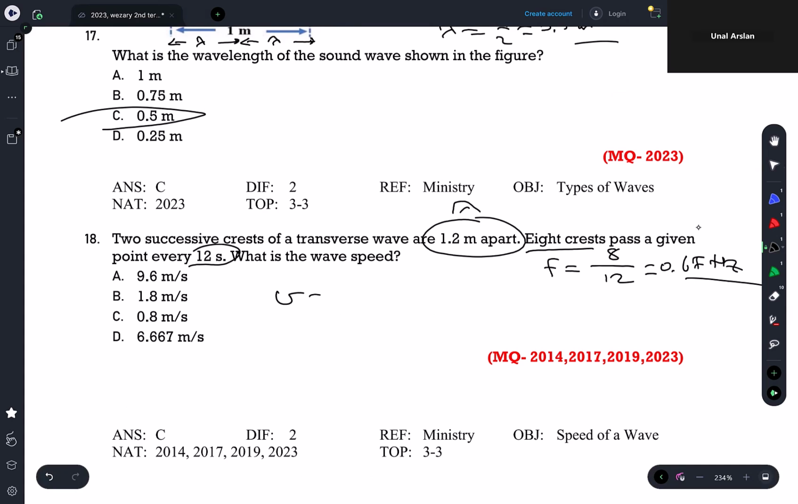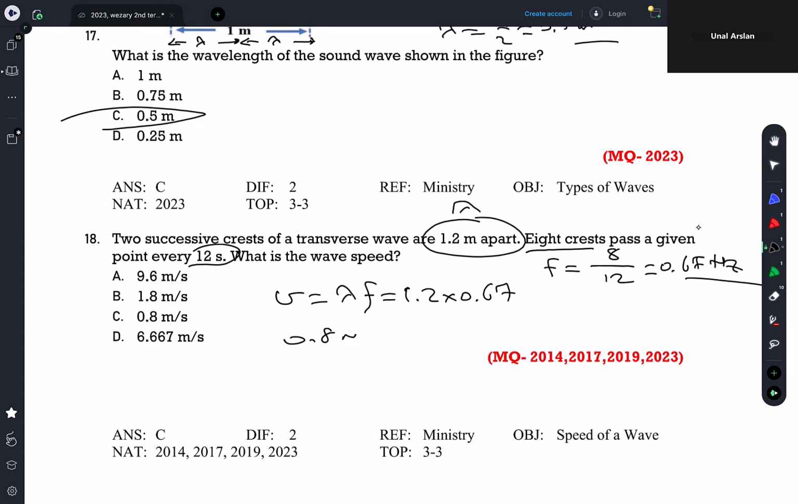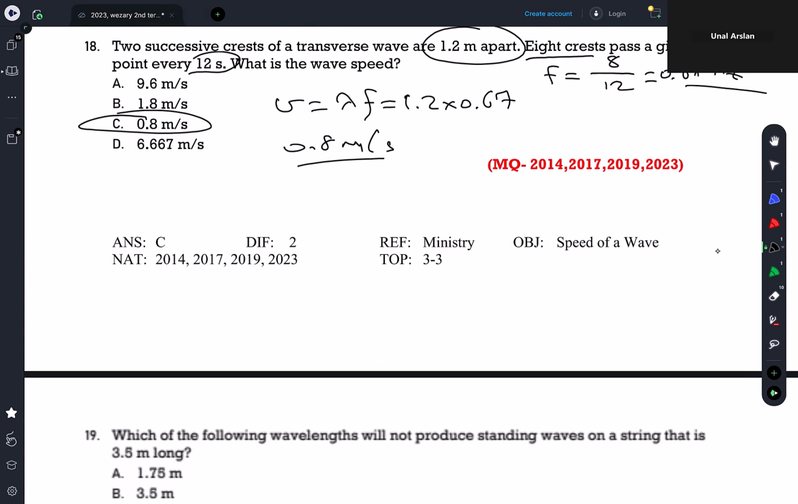What is the speed of the wave? We know the speed of the wave is lambda times f. Lambda is 1.2 multiplied by 0.67. So multiplied by 1.2, the result is 0.8. So 0.8 meter per second is the speed of the wave.